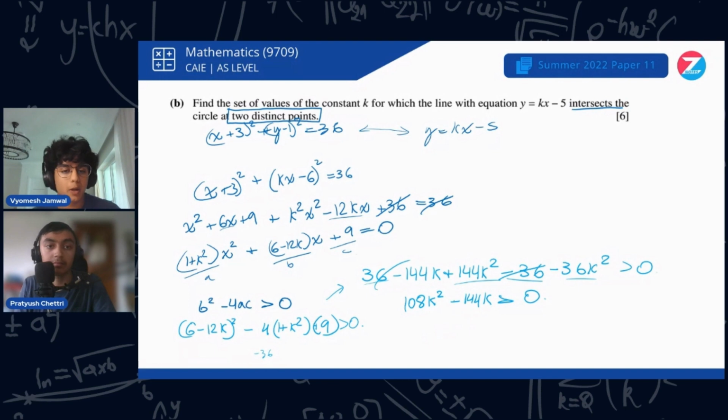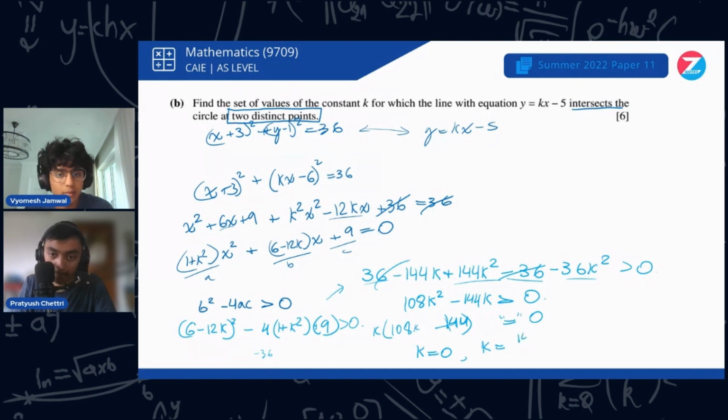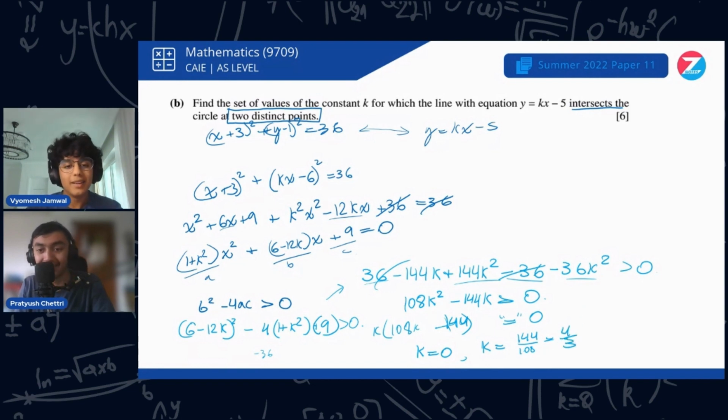So again, how do we solve inequalities? Let's assume that it's equal to 0 for right now to find the points at which it is equal to 0. We could take the k outside. So the two points where it would be equal to 0 are when k is equal to 0 or k equals 144 divided by 108. Can you simplify that? 4 by 3. I should have brought my calculator. But yeah, k equals 4 upon 3.